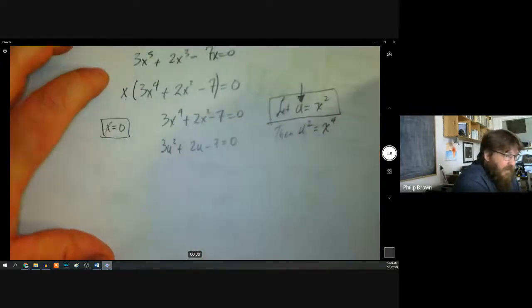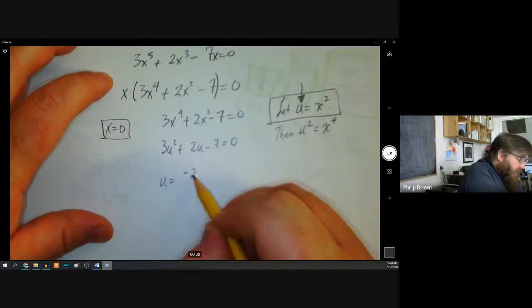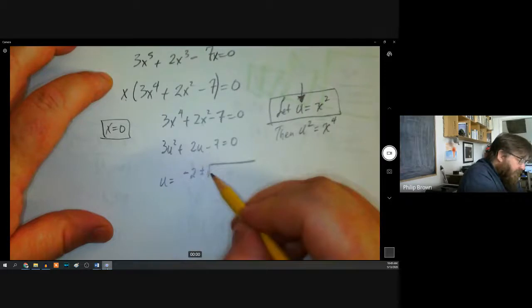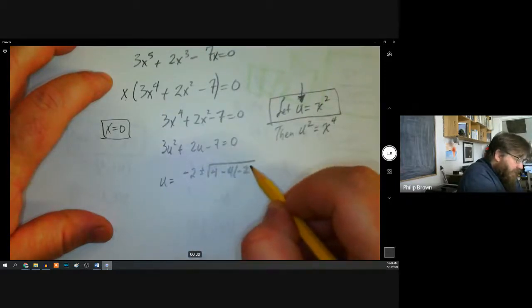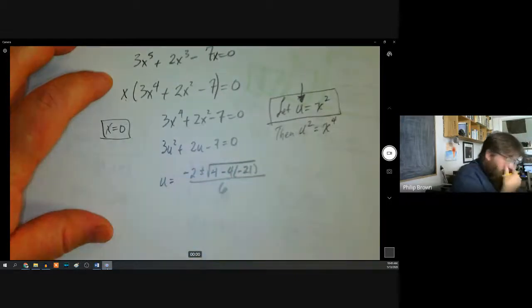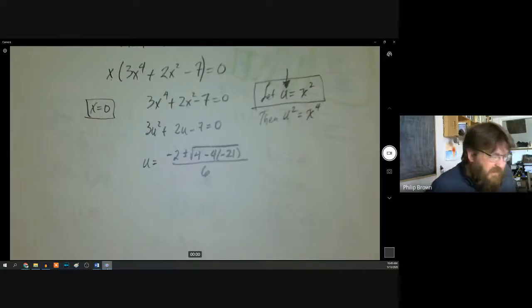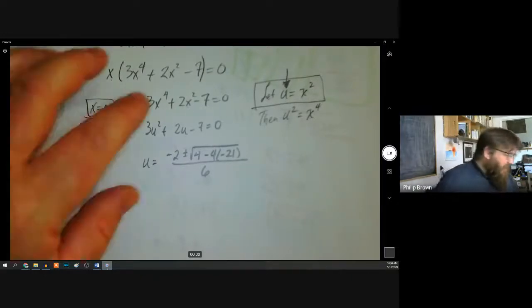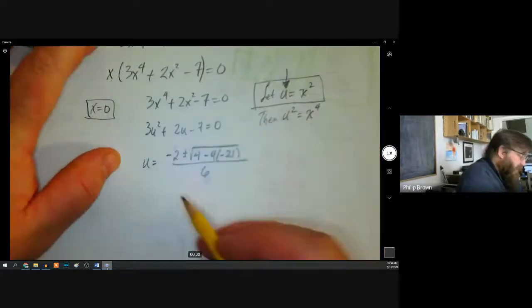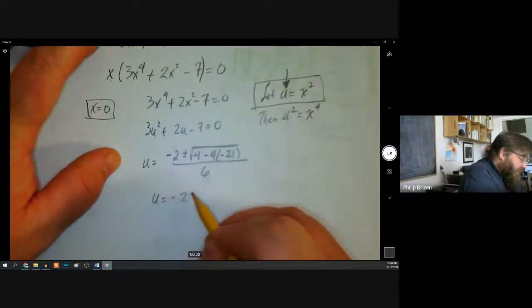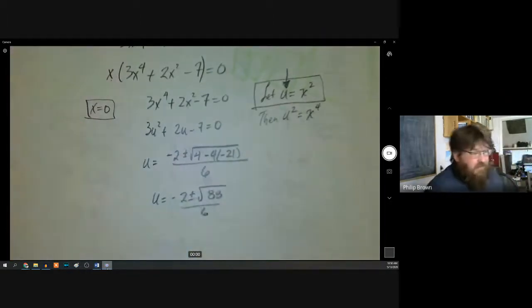Yeah? All right, so u is -2 plus or minus the square root of 4 minus 4 times -21, over 6. If I make a mistake, say, hey, wait a minute. I don't think I made a mistake, though. I think this is good. So that's 84, which makes 88. So u equals -2 plus or minus the square root of 88 over 6.